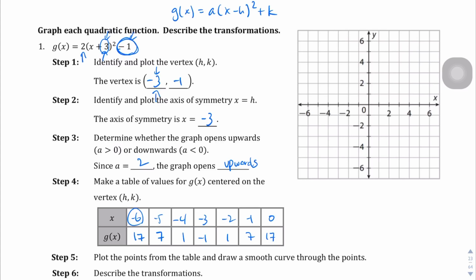seeing what happens. Negative 6, let's go and graph this. Negative 6, 17 is off the graph, so we're not going to be able to do this one. Negative 5, 7 is right here. Negative 4, comma 1 is right here. Negative 3, comma negative 1 is right here. Negative 2, 1 is right here. Negative 1, comma 7 is right here. So we have this long skinny parabola here, right?